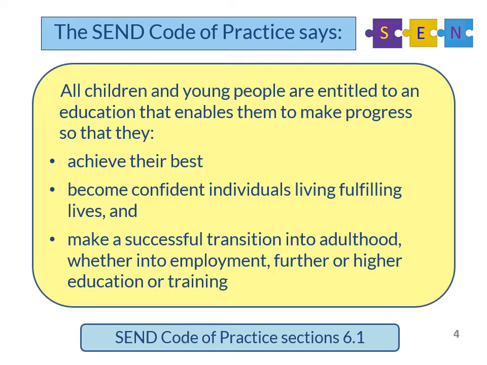So let's start by looking at some key principles about support for pupils. The SEN code says that all children and young people are entitled to an education that enables them to make progress so that they achieve their best, that they become confident individuals living fulfilling lives and make a successful transition into adulthood, whether that's into employment, further or higher education or training. So schools are expected to support a child or young person to develop not just their academic skills, but the social skills and self-confidence they will need so that they can move successfully into adult life, whatever they choose to do.